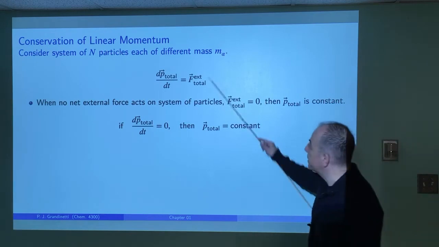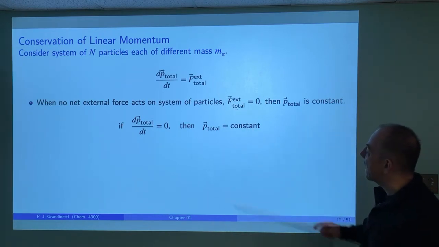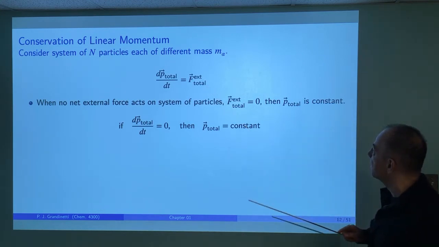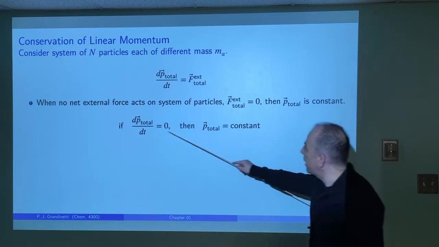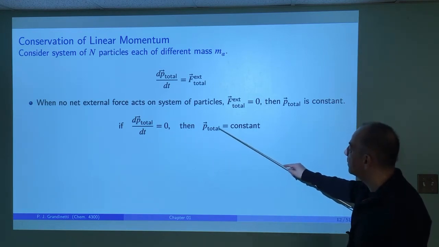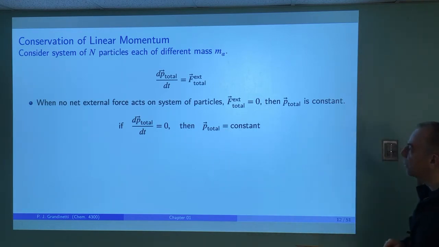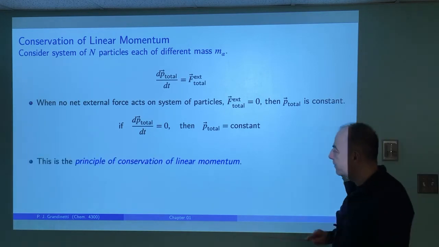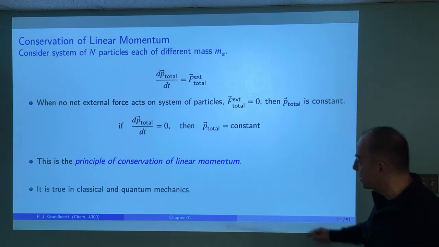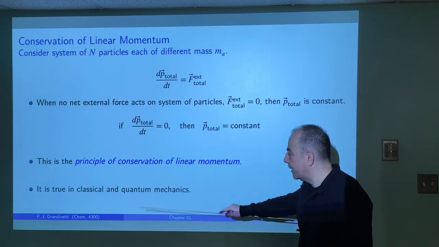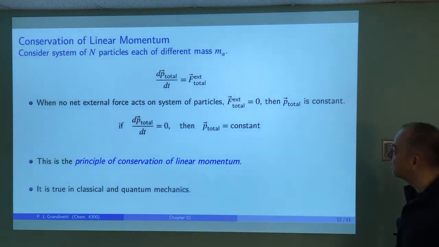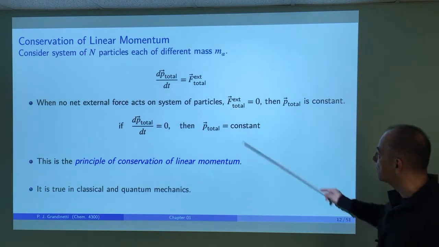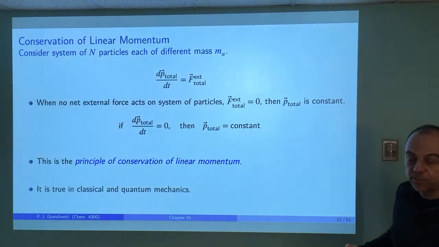So with this definition, what we see is that if there were no external forces acting on our particles, then the rate of change would be equal to 0, and the total momentum of our system of particles would be constant. This is what's called the principle of conservation of linear momentum. This is true in classical mechanics, but will also be true in quantum mechanics, that if there's no external forces acting on our system of particles, then the linear momentum will remain constant.